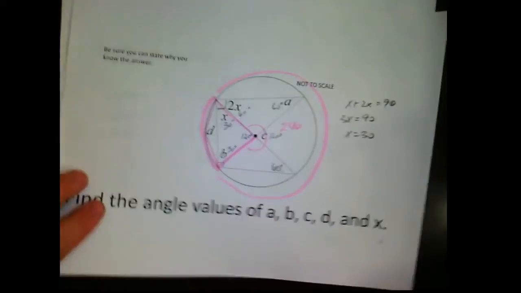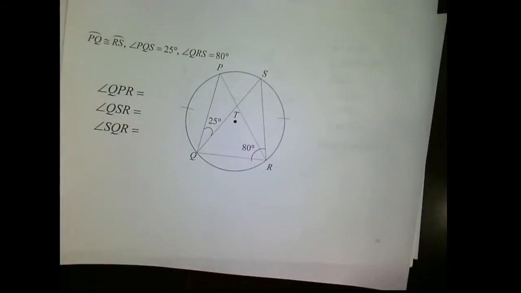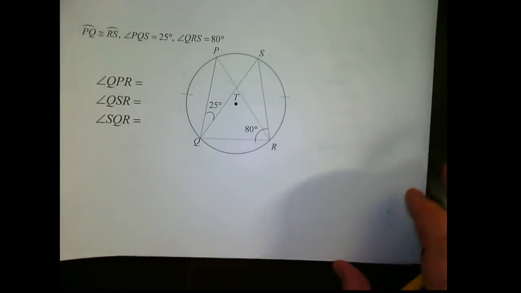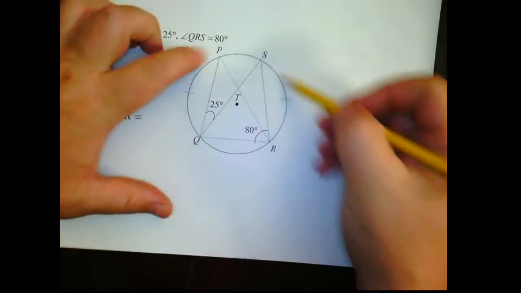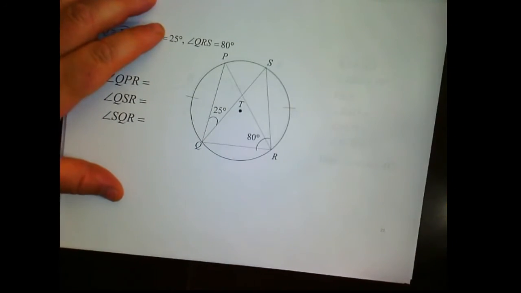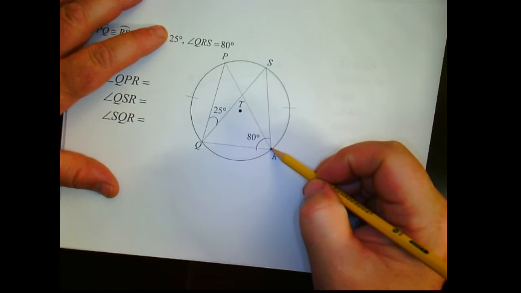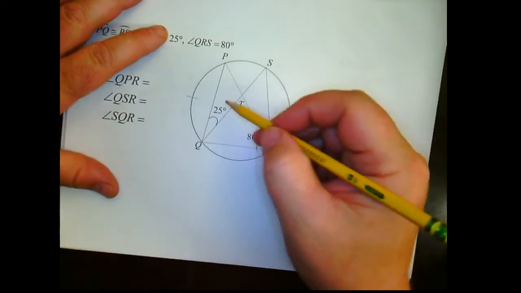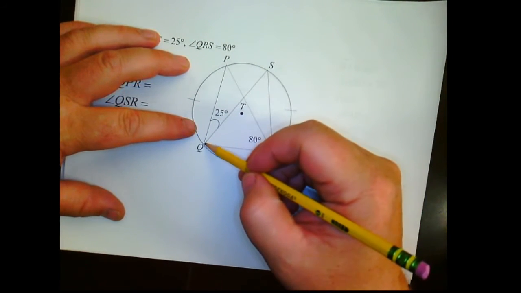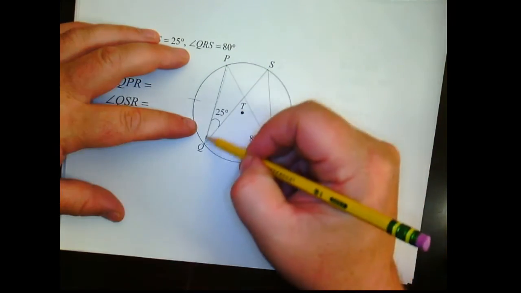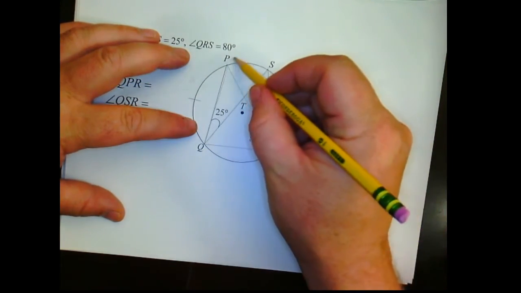Moving on. Next up. Okay, this is kind of an ugly thing here. See these marks right here? That means these two things are equal. Interesting. Look at this right here. You see that right there? That's 25. This is the intercepting arc.